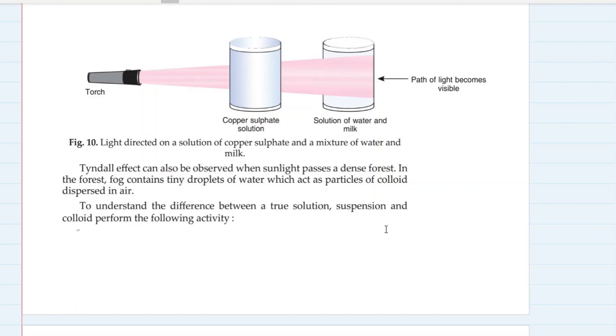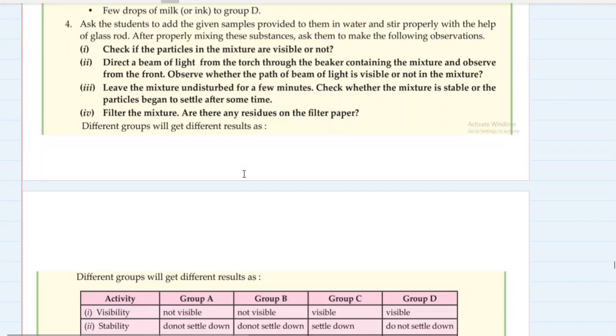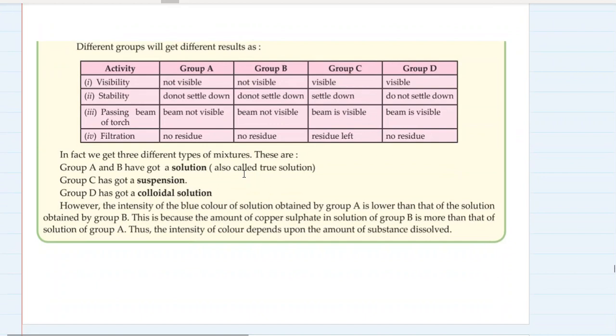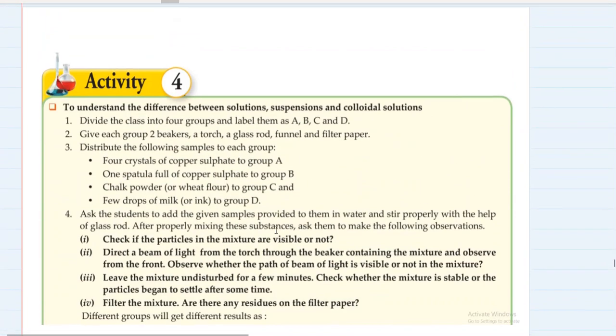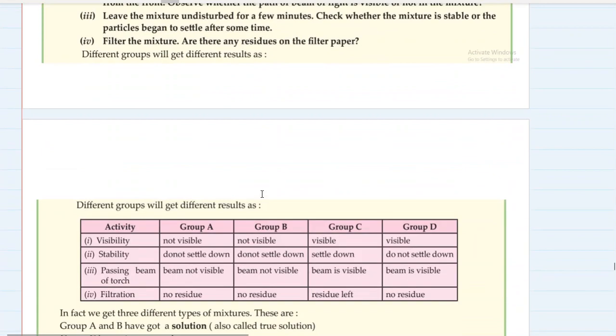To understand the difference between true solution, suspension and colloid, we can perform one activity which was performed earlier, similar to this. I will not go through this activity, because we have studied in detail what the differences of solution, suspensions and colloid are, and how we can differentiate between them.